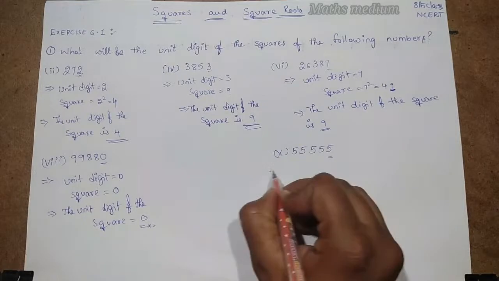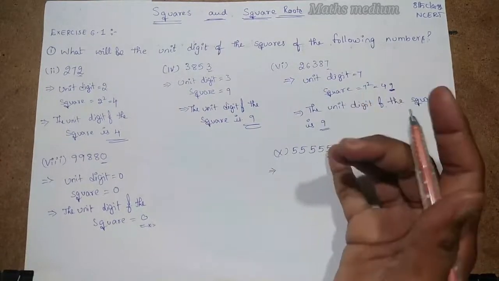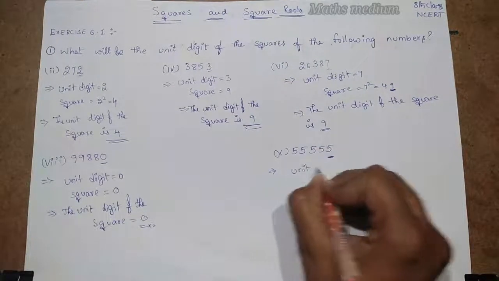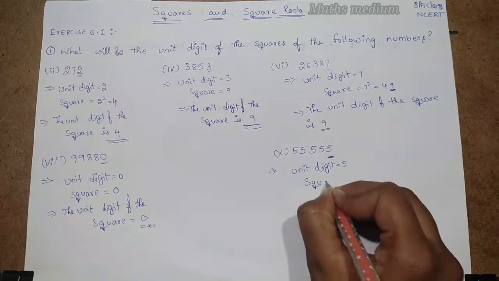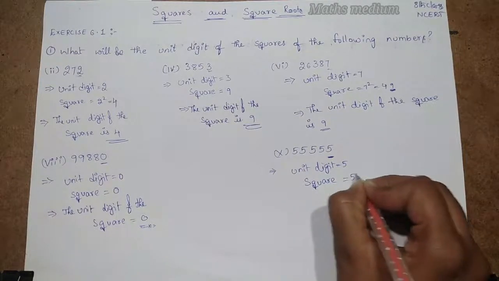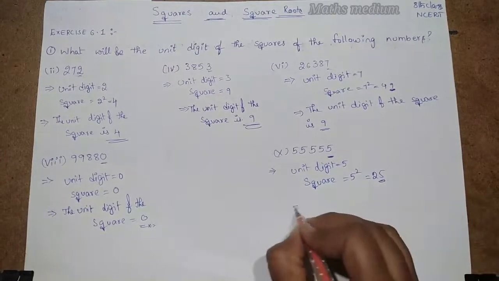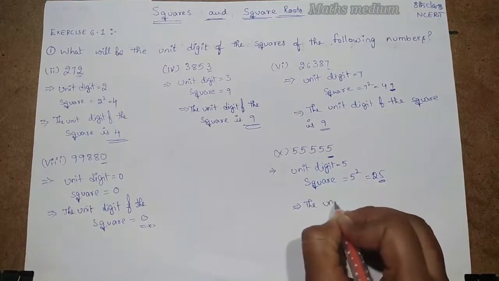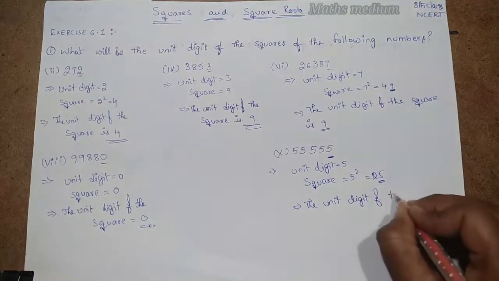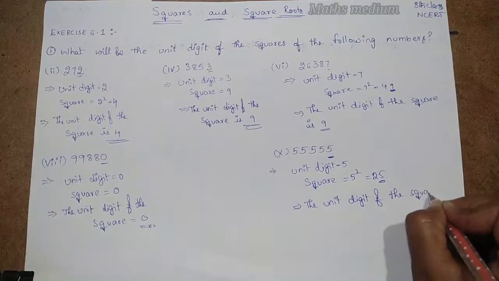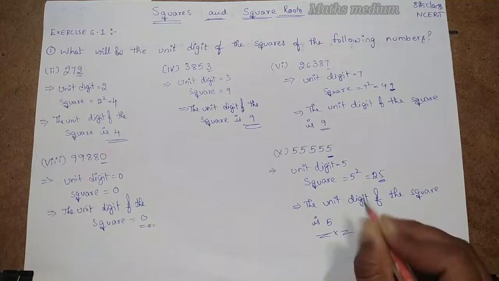Similarly, this also, see, unit digit is 4. That means in ones place 5. Unit digit is equal to 5. Make it as square. 5 square, that is 25. Now we have to represent as a 5. The unit digit of the square is 5.